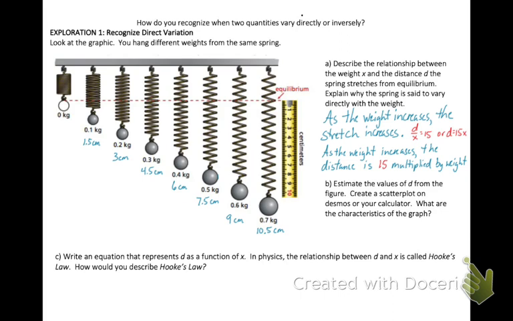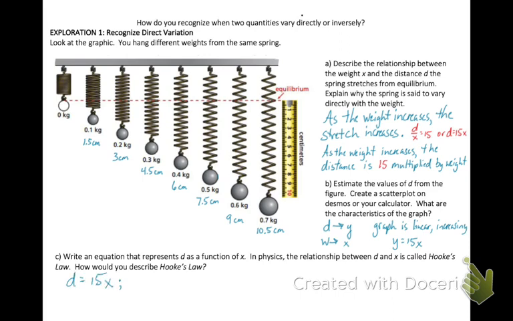What you'll see is that the graph, and I'll put that, so distance is y, weight is x. The graph, the points are lining up. They're linear and they are increasing. So a direct variation relationship is linear. Now for C, write an equation that represents d as a function of x. Well, I've already done that. So d equals, or y equals, 15 times x.